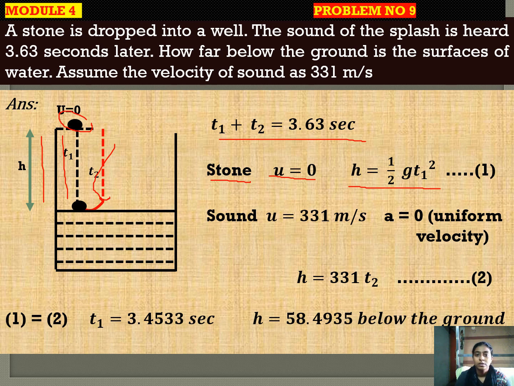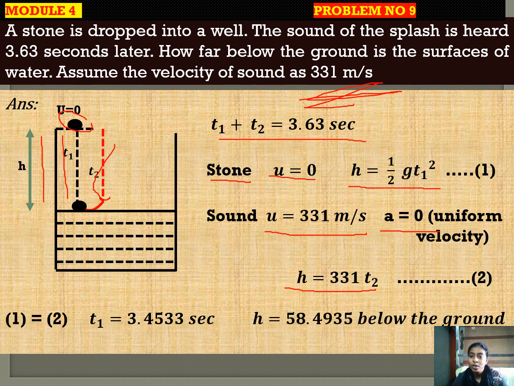Now, when we are considering the sound, the time for the sound to travel from the surface of water to the ground level is T2. It is traveling with a velocity of 331 meter per second, with a uniform velocity. We assume the velocity to be uniform, therefore, the acceleration is taken as 0. Therefore, height is equal to ut plus half at square, with acceleration 0. So, we get ut. Here t is T2, u is 331.